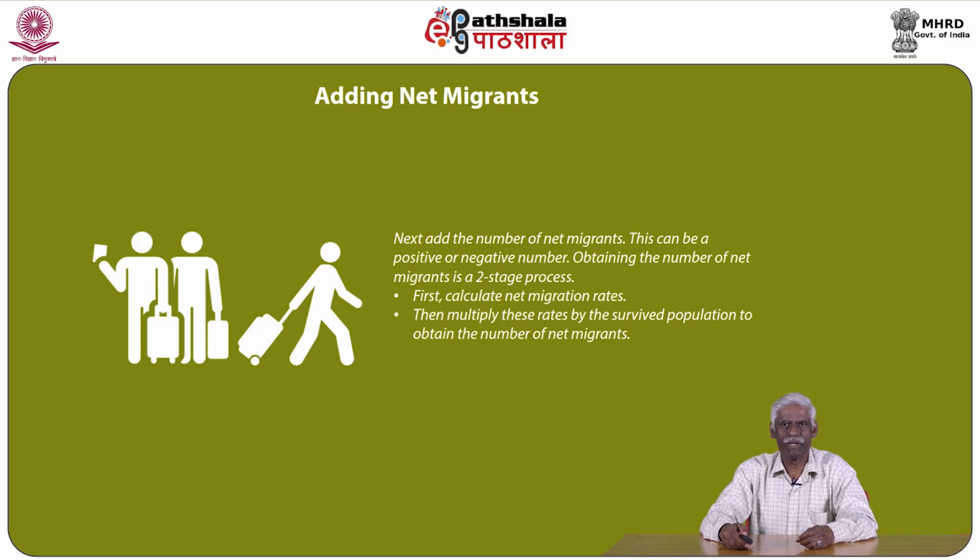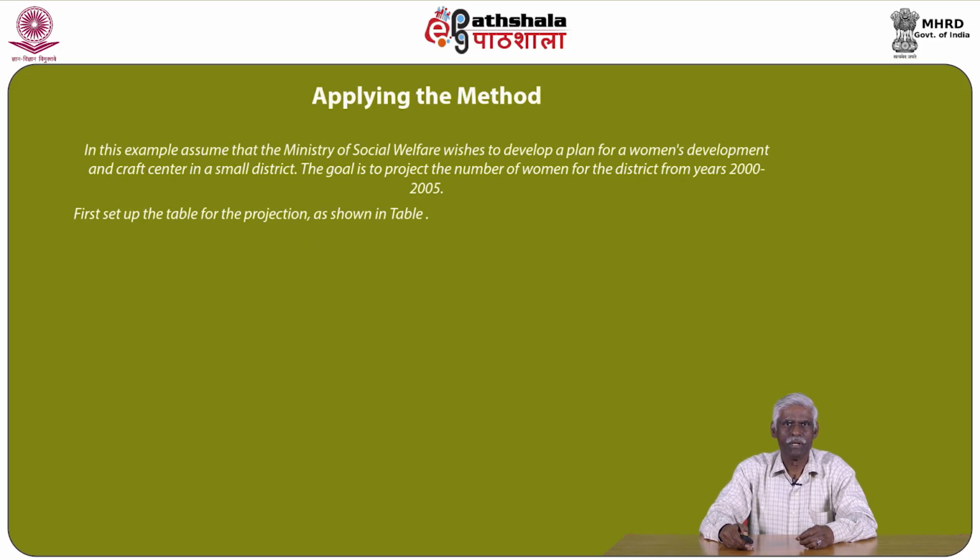Obtaining the number of net migrants is a two-stage process. First, calculate net migration rates, then multiply these rates by the surviving population so as to obtain the number of net migrants. Applying the method, in this example, we assume that the Ministry of Social Welfare wishes to develop a plan for a women's development and craft center in a small district. The goal is to project the number of women for the district for the years given in the example.